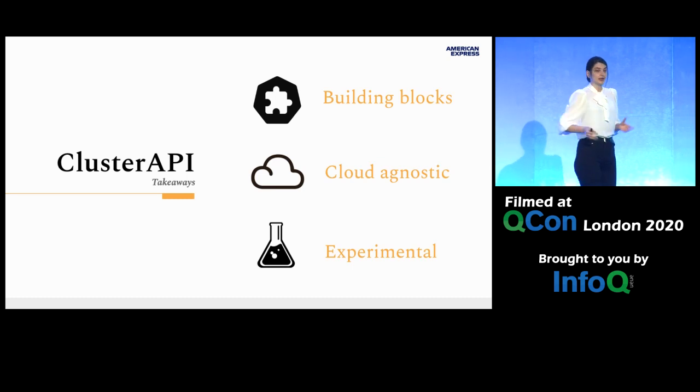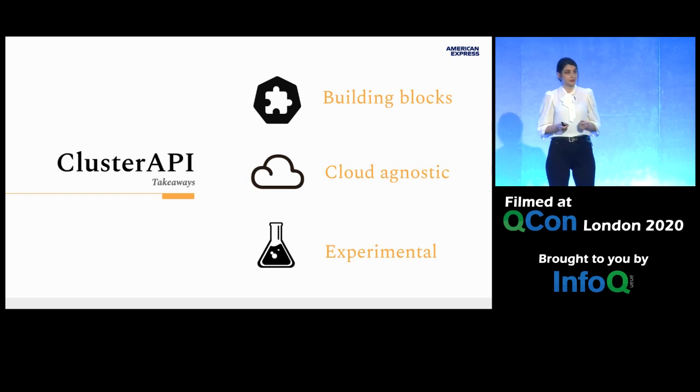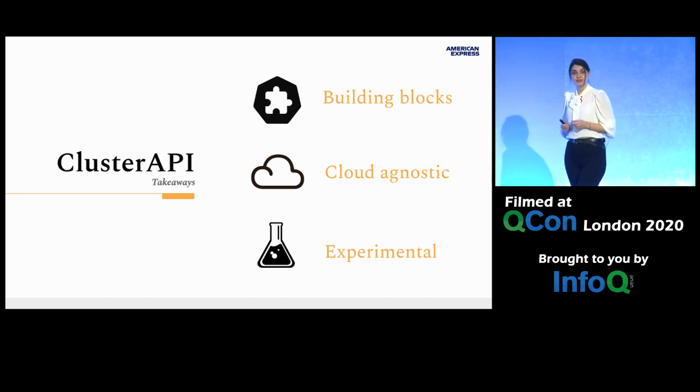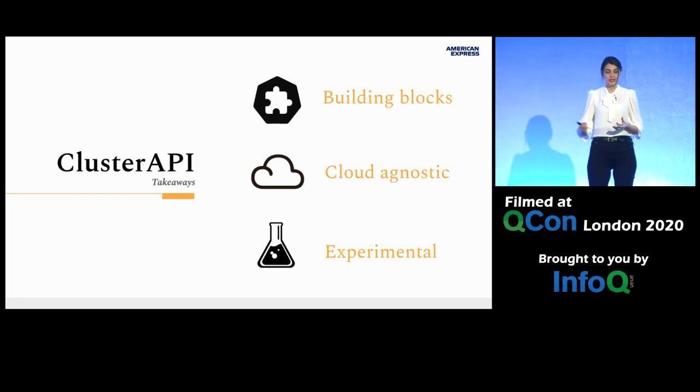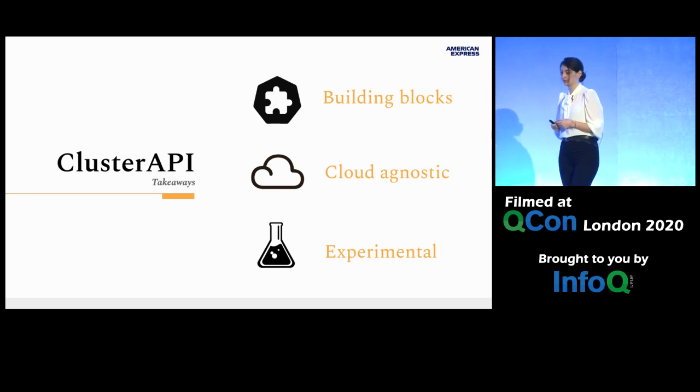Now, Cluster API has been so efficient and so successful in such a short amount of time because it uses the building blocks principle. It does not concern itself with bringing new API endpoints or new techniques to consume its capabilities. It's actually building on top of available primitives from Kubernetes.